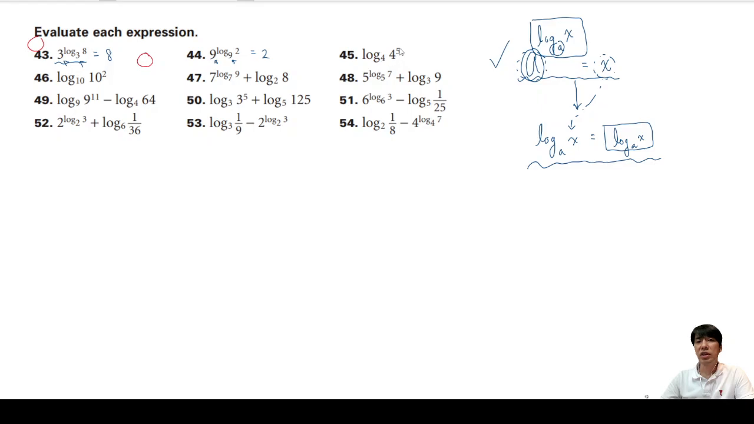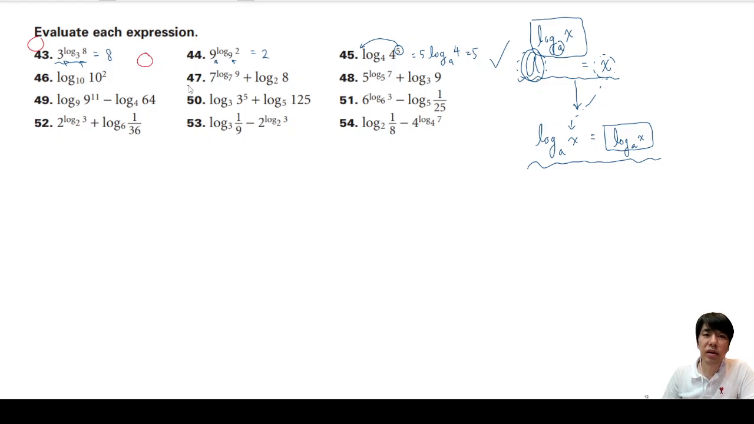Okay, for something like this, you send this power in front of this log. So that's 5 log base 4 of 4, and this is just 1. So that's 5 times 1, which is just 5. Okay.